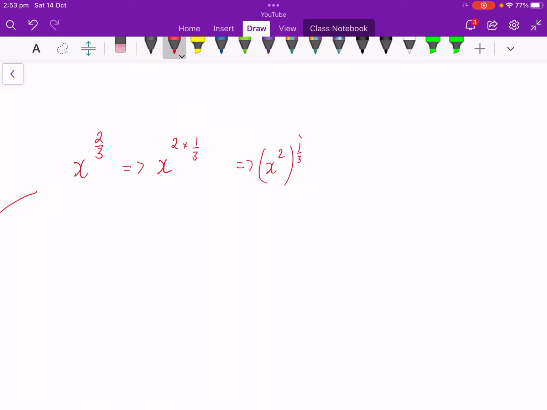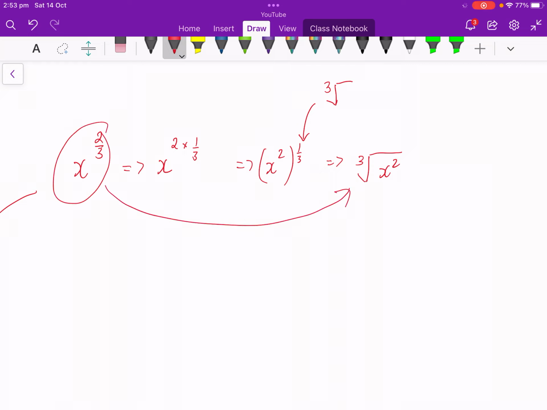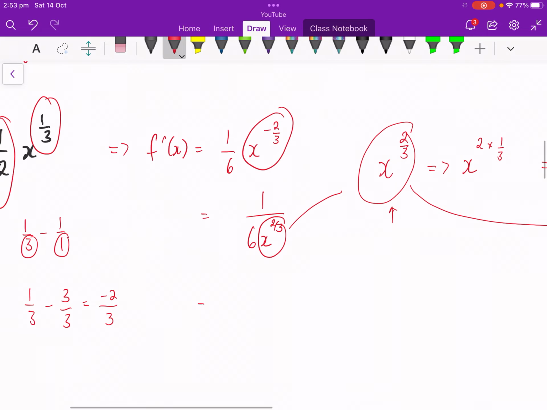Now when you see this, it's the same as a cube root. So what we're going to do is put the cube root and put the x squared underneath. So essentially this is the same as that. This format here is a nicer version of this. So let's rewrite our answer in that format. 1/6, the cube root of x squared. And that, my friends, is our final answer. Let's jump into our second one.